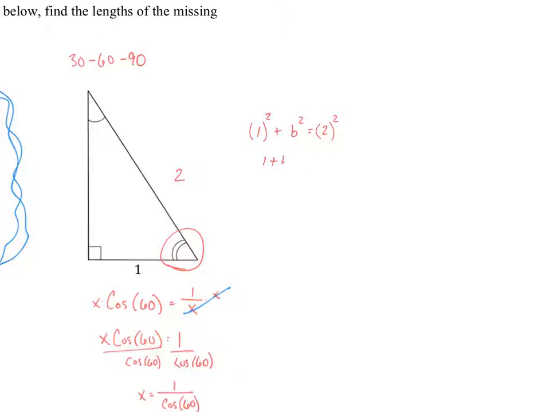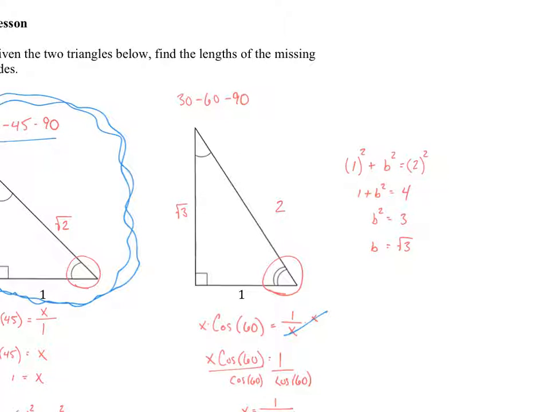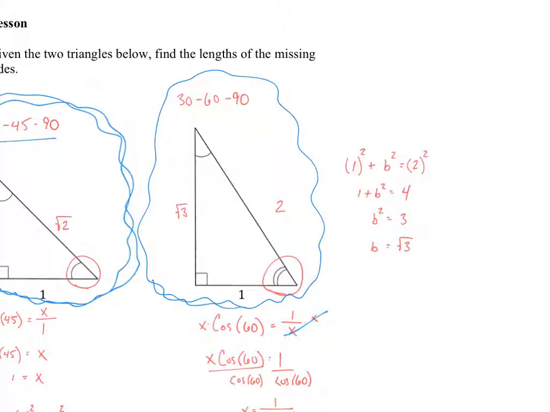That means that 1 plus b squared is going to equal 4, which means that b squared equals 3, and therefore b equals the positive square root of 3, which means that our longer leg is the square root of 3. And just like with that 45, 45, 90 triangle, this triangle now becomes very important as well. These two triangles are the only two triangles that I'm going to have you guys commit to memory, but these two are both super important in trig.